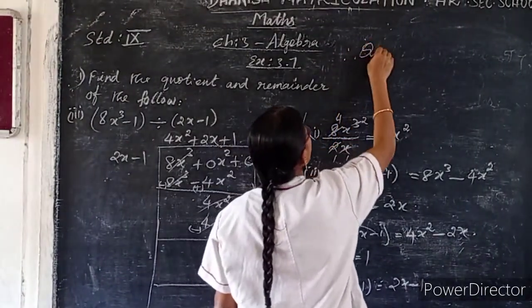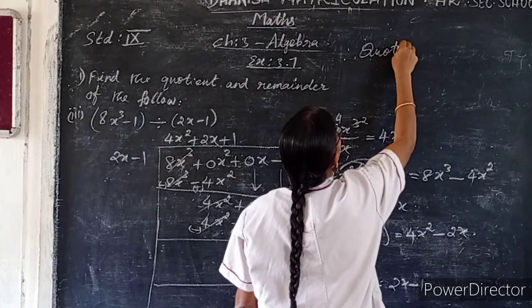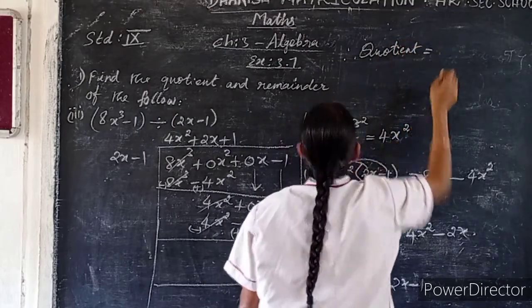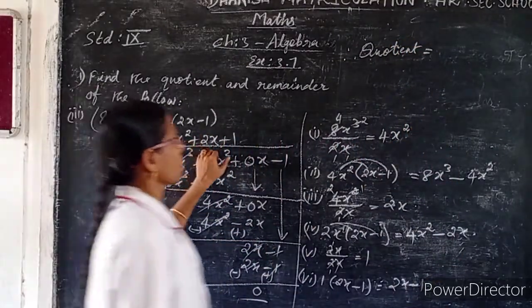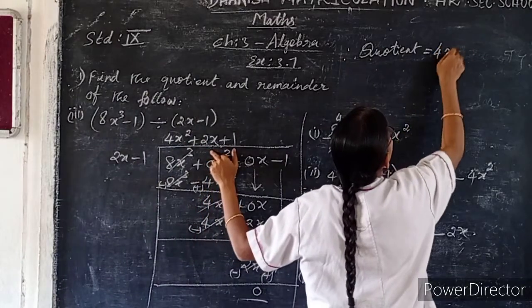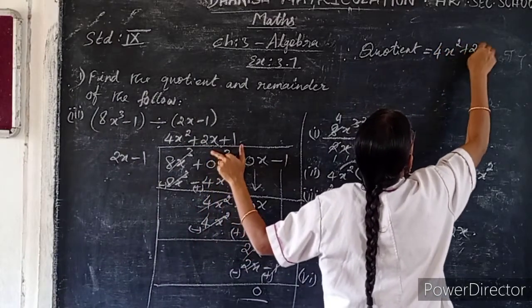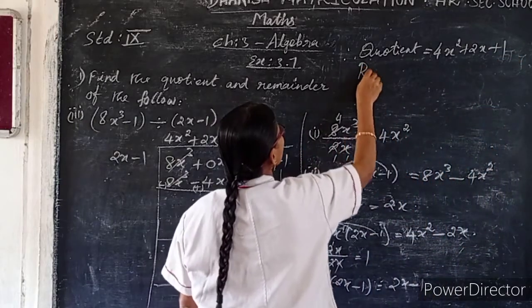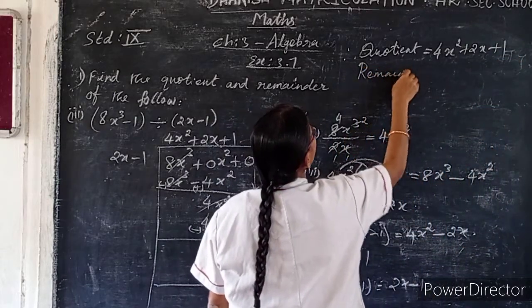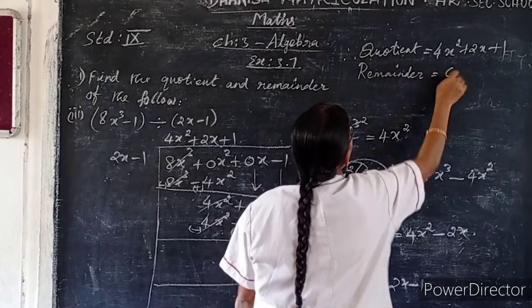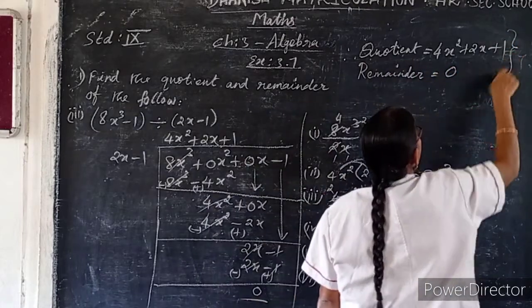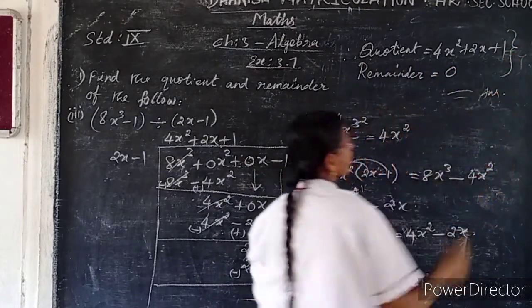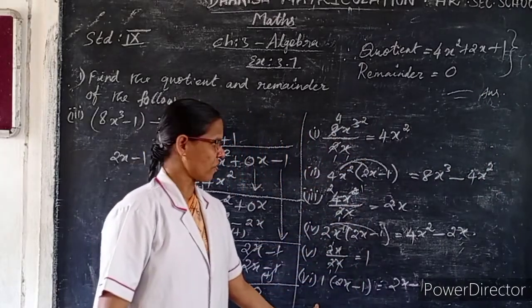Therefore, quotient equal to 4x square plus 2x plus 1. Remainder equal to 0. So this is our answer. This is rough work.